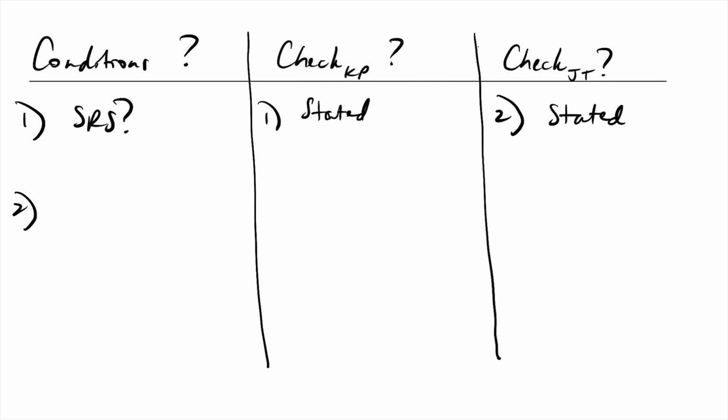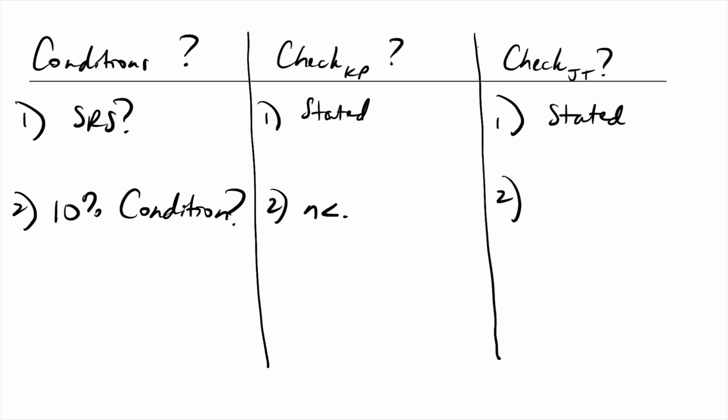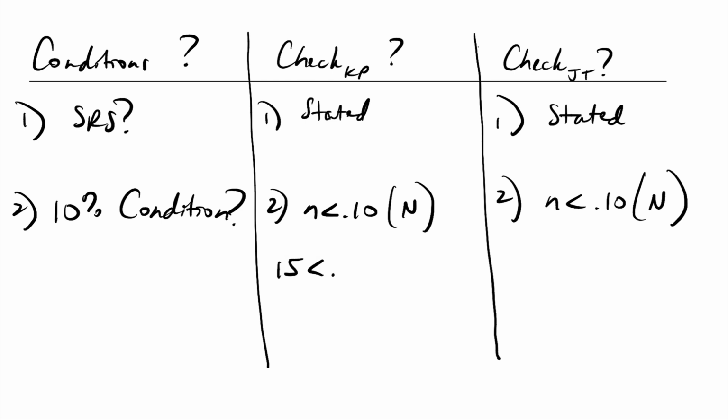Okay. Number 2, 10% condition. Oops, that's number 2. This is number 1 still. Okay, so little n is less than 10% of big N. It's going to be the same for both. Or no, it won't. Similar, but it won't be the same. So little n is 15. So 15 is going to be true for each of those.